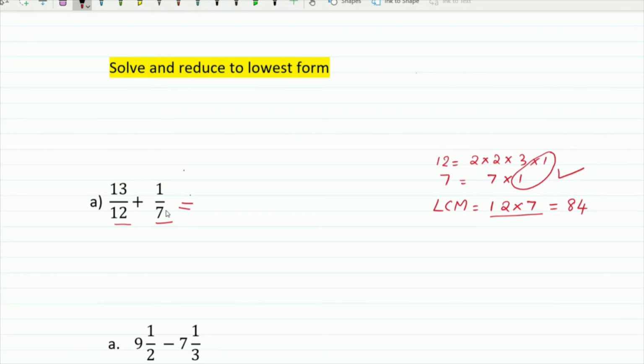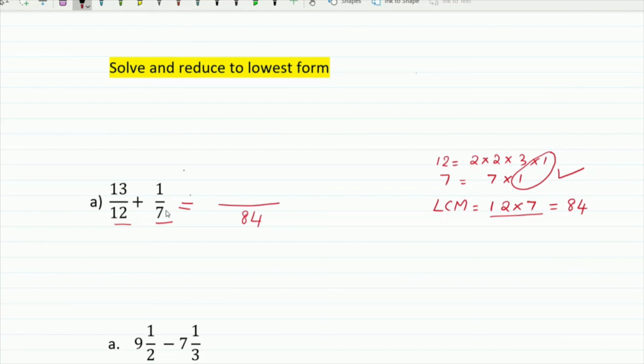If the denominators have only 1 as a common factor, we can multiply the denominators directly and you will get the LCM. So that LCM is 84. I will write 84 here as the LCM.